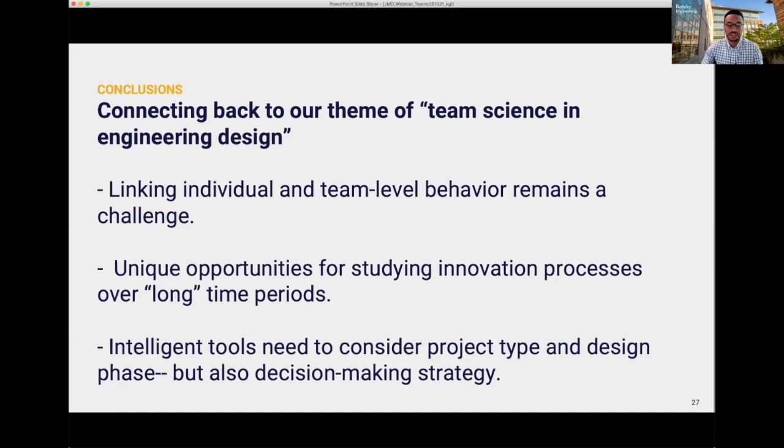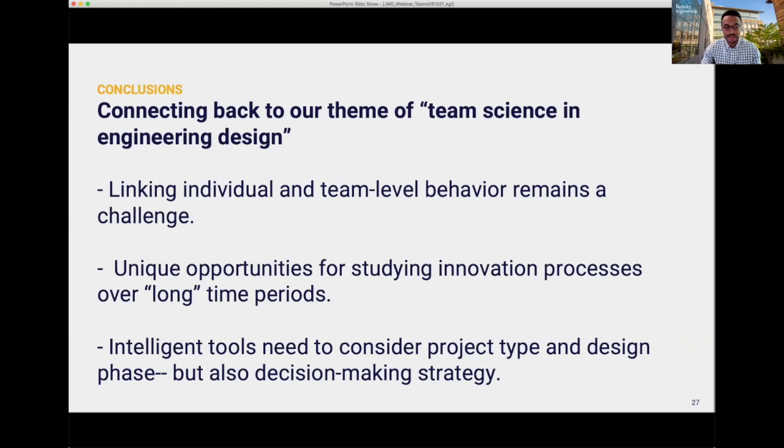I also believe that there's unique opportunities for studying innovation processes over what I'd call longer periods of time. So here we focus on a semester long design challenge with students. And I know in our community, there's a prevalence of really well done and thoughtful controlled experiments over short periods of time. In our study, we find that there's significant differences based on the phase of the design process. And so this indicates that the timing and length of time that we're studying for these types of studies has a significant impact on our results.